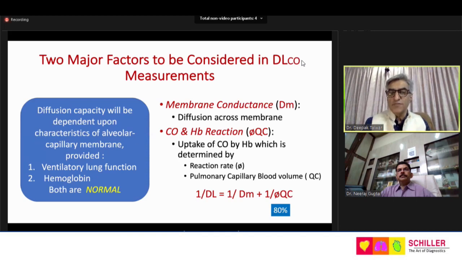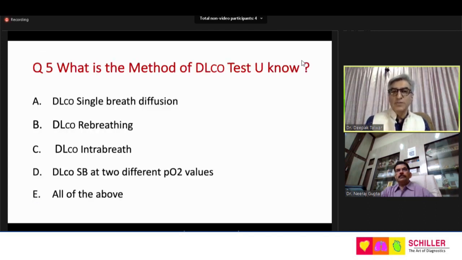And very importantly, this diffusion capacity which is done is primarily being reported on 2 major factors. One is the ventilatory lung function, that is the volume of the air which has come from each breath from the air into the alveolar units. So that volume of the air is also very important. If the patient is severely obstructed, then obviously the volume is going to be less. And also very importantly, as I told you in the beginning, hemoglobin. So it presumes that the ventilatory lung function and hemoglobin are normal. Unless you correct for these things, you will not be able to get the corrected value of the diffusion capacity. So that brings us to question 5, and we move on to Neeraj.